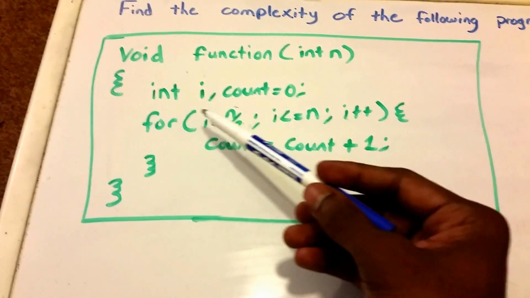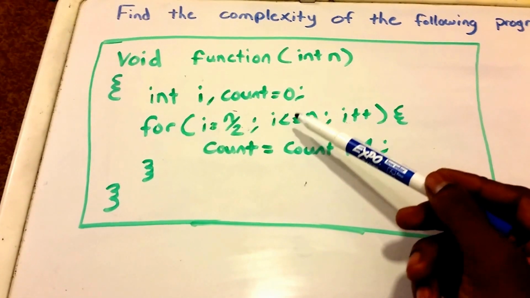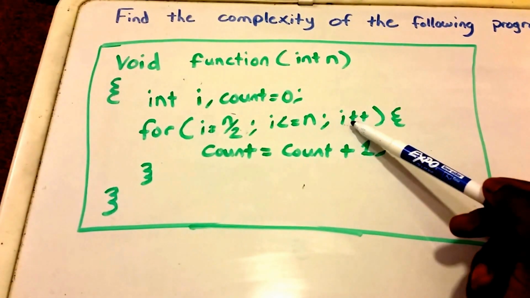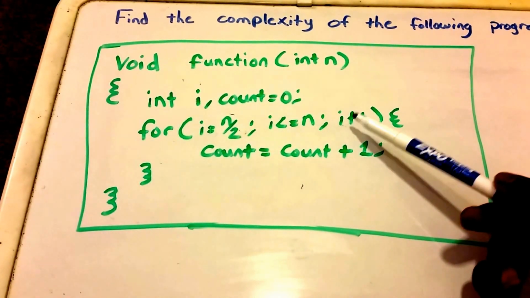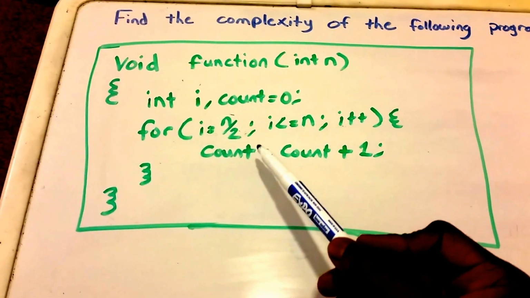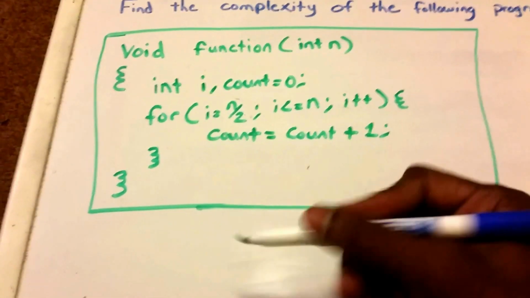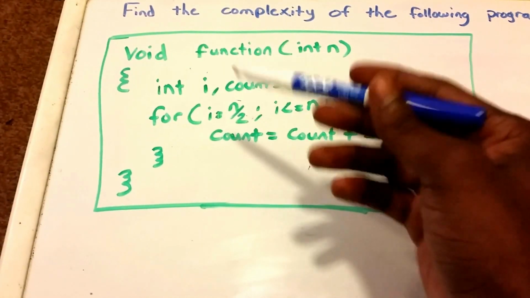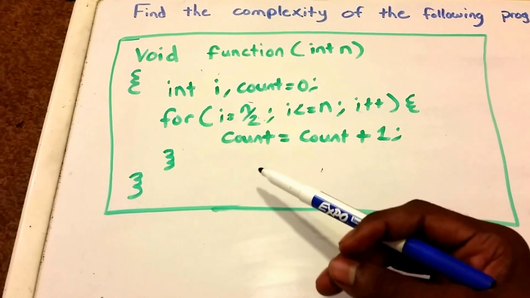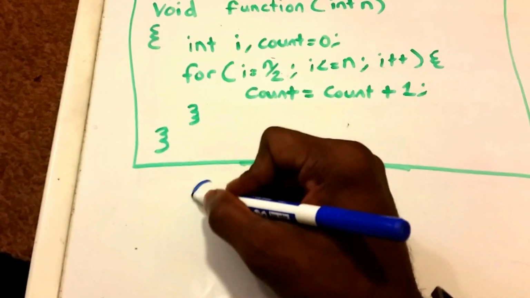And then we have our for loop, and it says for i equals n divided by 2, while i is less than or equal to n, increment i by 1 each time, so i plus plus. And then our count variable gets updated by 1, so count equals count plus 1. All right, so we want to know the time complexity of this function, and I'm just going to go ahead and give you the answer first and then try to explain it.